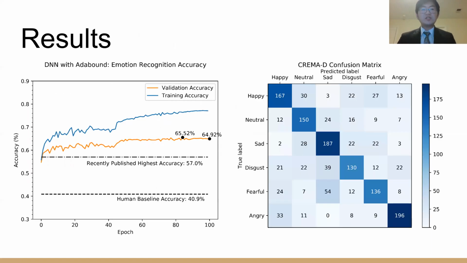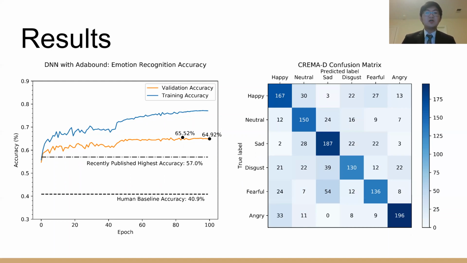And so going into the results, on the left-hand side, you can see the accuracy results, how my model performed compared to others based on the accuracy evaluation. On the bottom, there's a human baseline accuracy of 40.9%. And then there's also the recently published highest accuracy of 57% by Gallup in 2019. However, my model actually reached a final accuracy of 64.92%. And so this is clearly higher than the rest of them previously.